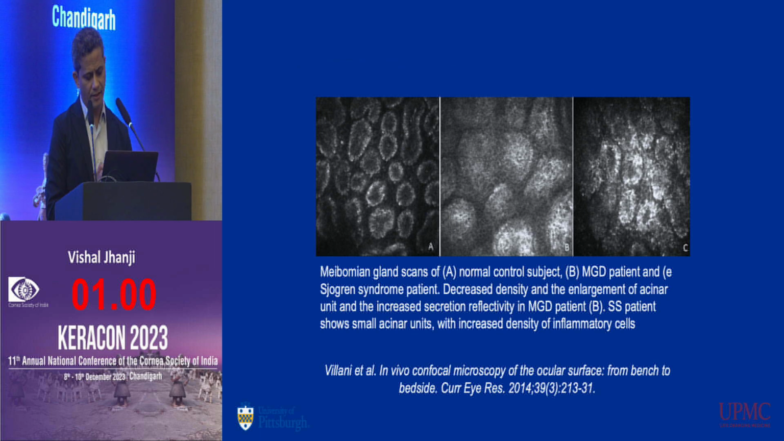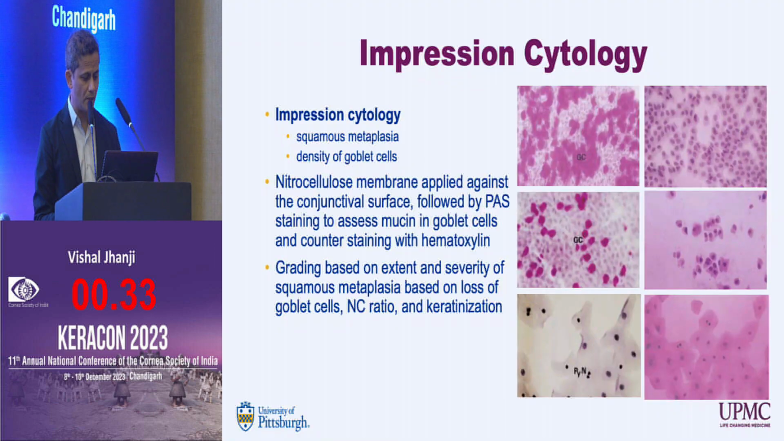This is a slide which is from a paper in 2014 showing architecture of normal meibomian glands, and also the middle picture shows meibomian glands in a patient with Sjogren's. You can see the density of the glands has decreased. They sort of swell up a little bit. In the last picture, that panel shows a patient with Sjogren's syndrome. The acinar units of meibomian glands are small, and there is a lot of inflammation surrounding those glands as well.